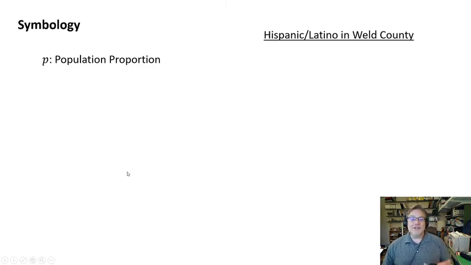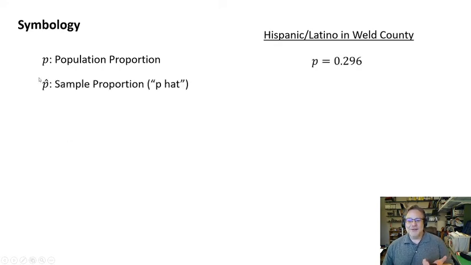But most of the time we don't know what the population proportion is. That's what we're trying to find. And so we take a sample of that population and we symbolize that sample proportion with a p, and we have this little caret sitting at the top of it.